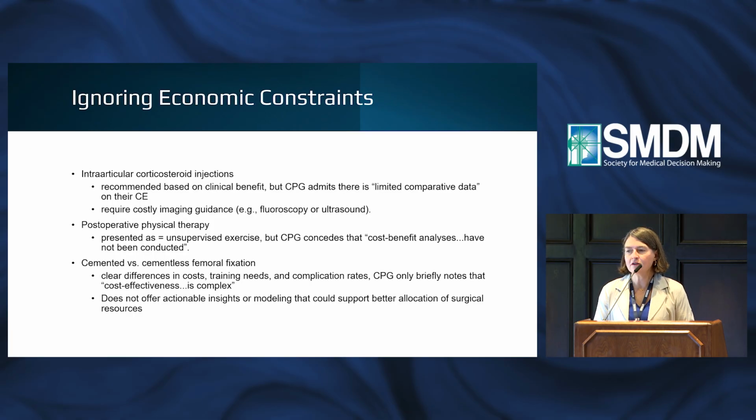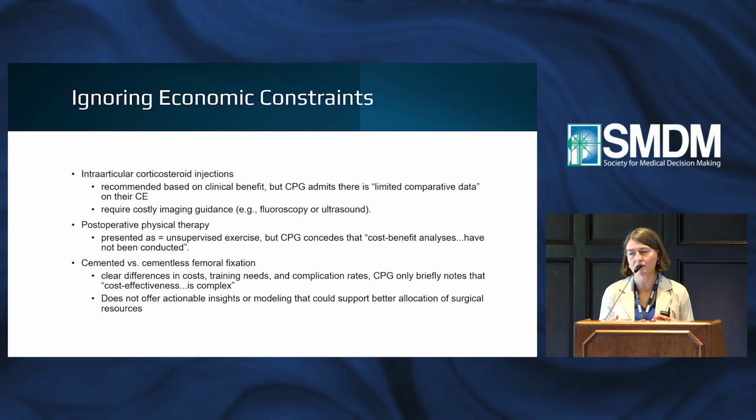So if we were to think about ignoring the economic constraints of these clinical practice guidelines, what might happen, or what are some things that would happen if we didn't include this perspective? So for corticosteroid injections, they are recommended based on clinical benefit, but the guideline does admit that there's limited comparative data on their cost effectiveness.